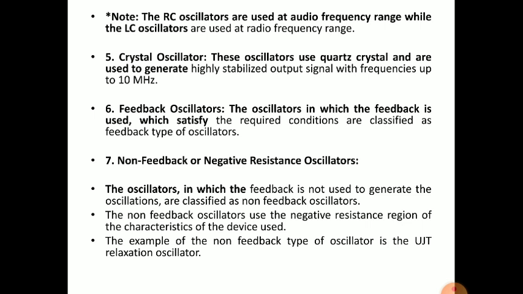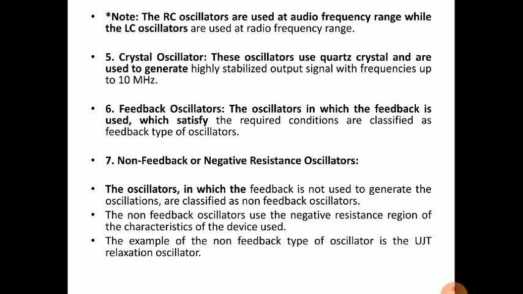Next, feedback oscillator. The oscillator in which feedback is used, which satisfies the required conditions, is classified as a feedback type of oscillator. Non-feedback or negative resistance oscillator: the oscillator in which feedback is not used to generate the oscillations is classified as a non-feedback oscillator.